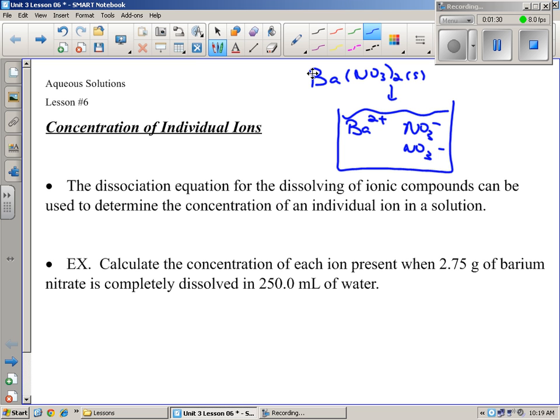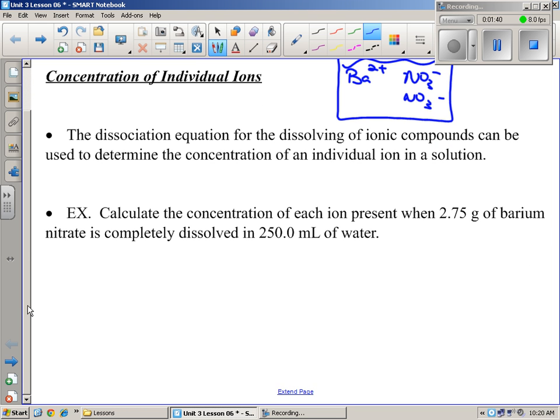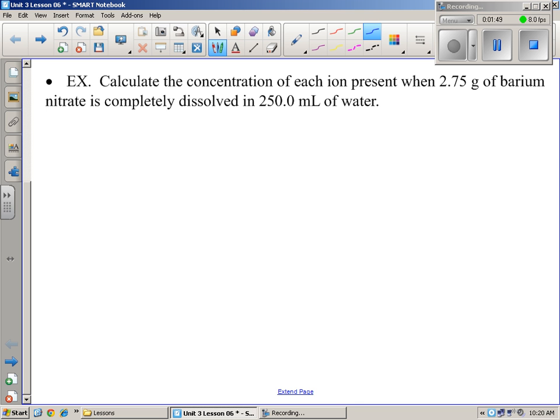So that's what we're going to look at today. We're going to look at what's the actual concentration of those ions that are floating around in this water here, okay? So we're going to use what we call a dissociation equation for these ionic compounds, and we'll take a look at the first one here. Now, there's a few things with terminology, states, and things like that, and we'll get to that as we go along. But the first thing here is this. We need to calculate the concentration of each ion present when you take 2.75 grams of barium nitrate and you put it into 250 milliliters of water.